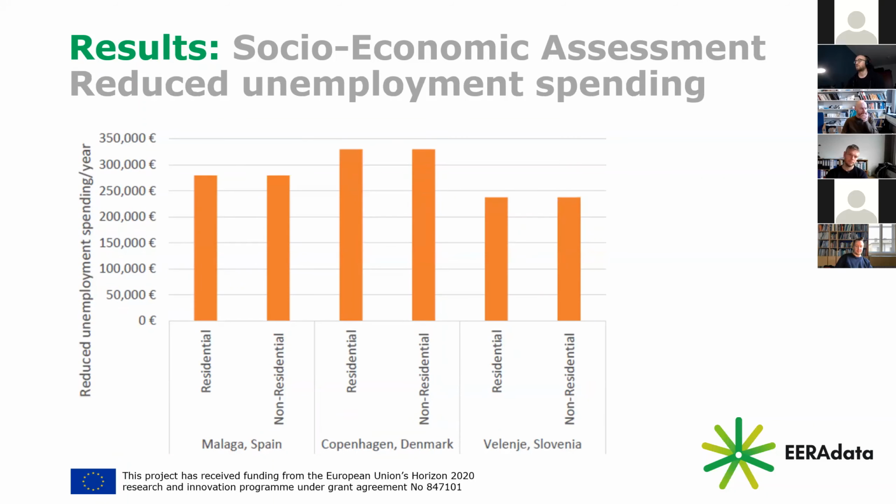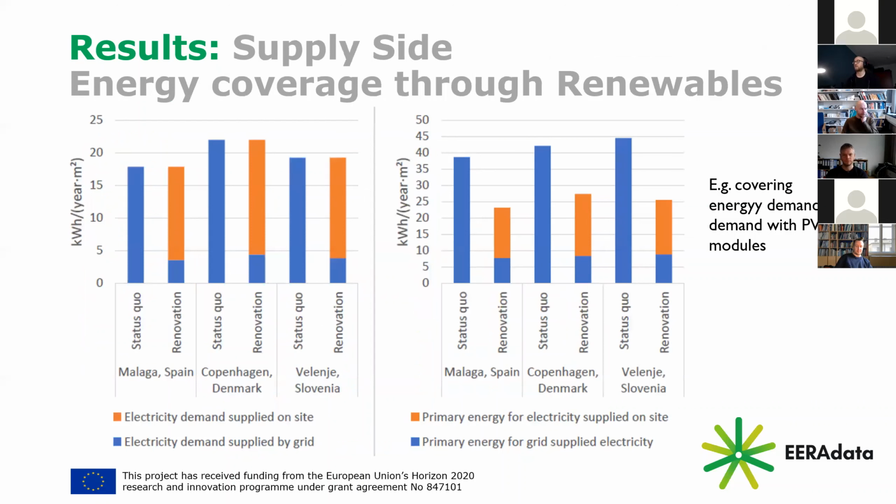Then we have the reduced unemployment spending. You saw it before. We calculated the number of jobs that are created, and of course you can also calculate the unemployment spending that is reduced because of that. Then we have the supply side, where you see how much of the status quo energy consumption can be covered by supply side measures like PVs in this case.